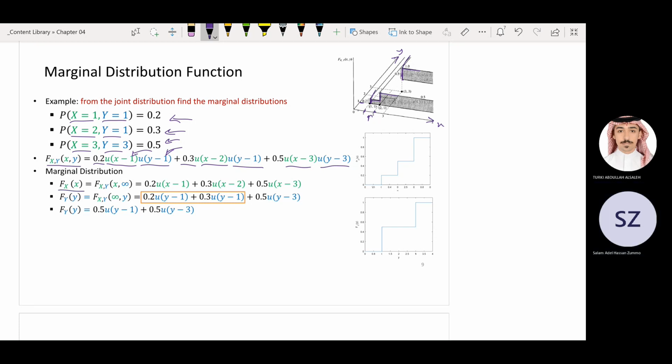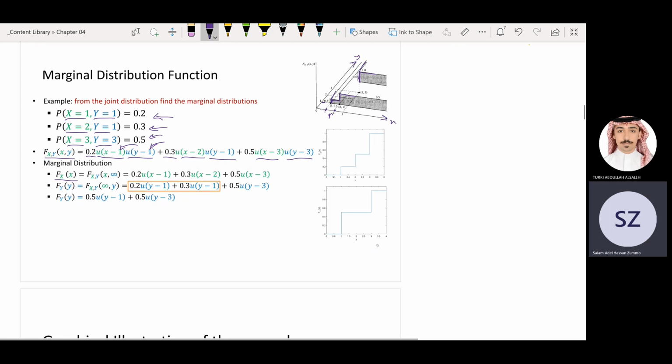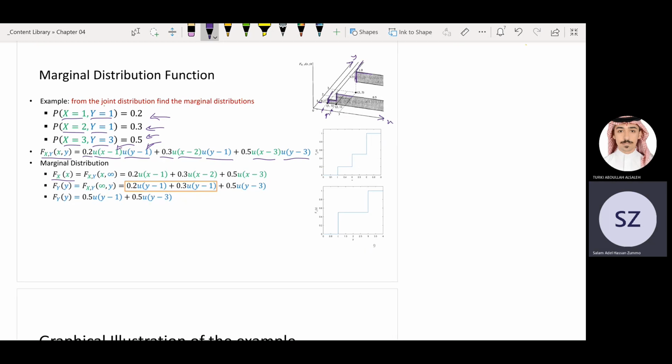Marginal is when I'm interested only in how the distribution changes with the values of x. My y can I see here? What are the values for x? 1, 2, and 3, right? Doesn't matter what y is. When does the function here, fx of x, change from 0 to anything? Before 1, it's 0, so at 1, it starts to have something.